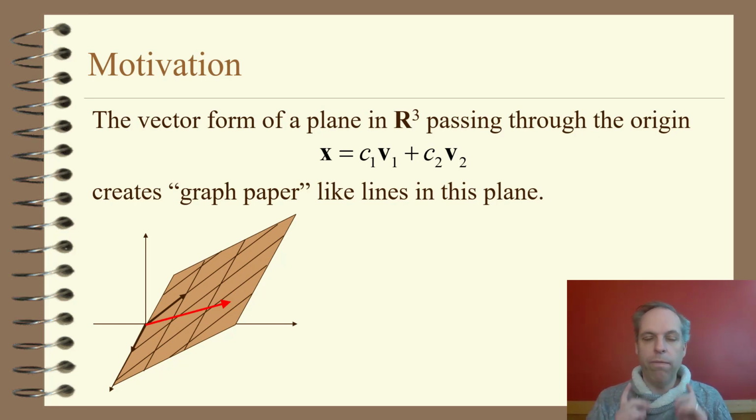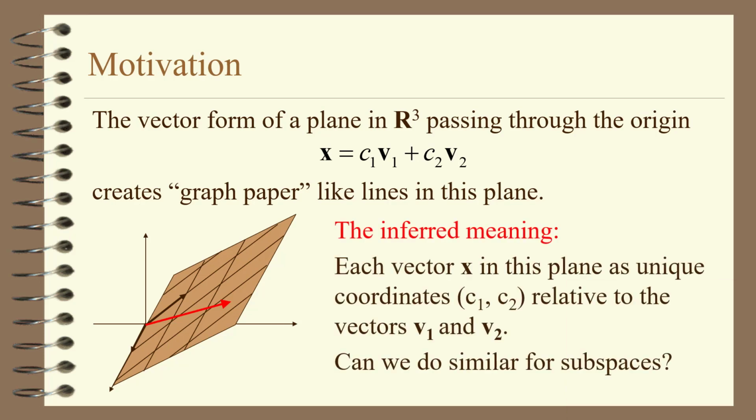If you recall, the vector form of a plane in R3, if it passes through the origin, is given by this formula. Notice that x is a linear combination of two vectors v1 and v2. Back then, I hinted that what that does is create sort of graph paper in this plane, so that if you give me any single vector in that plane, there are coordinates for it. So the inferred meaning is that every vector in that plane, x, has unique coordinates, and those coordinates are the coefficients in the linear combination, relative to the vectors v1 and v2.